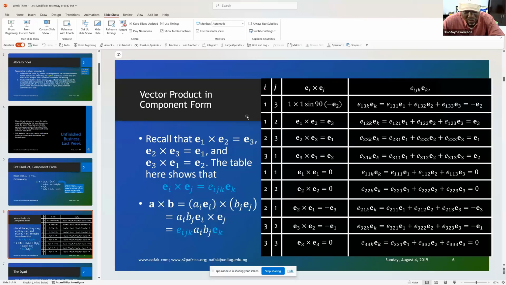So I'm going to ask you a question now. Two things. How many equations do we have in this expression? The second thing is, how many terms do we really have on the right-hand side? How many equations do we have in that expression, and in each equation, how many terms do we have on the right-hand side? These things must be clearly understood by you before we can move on.